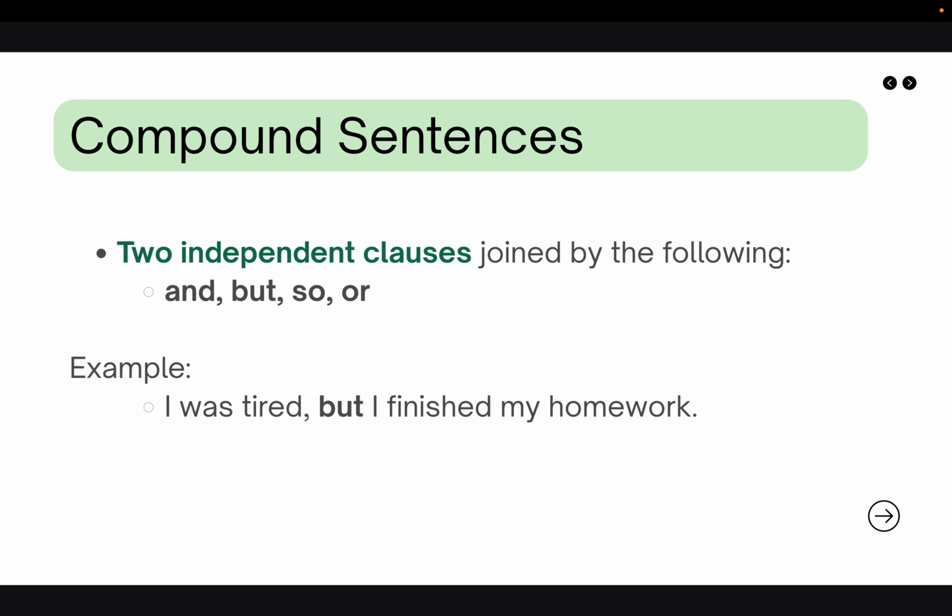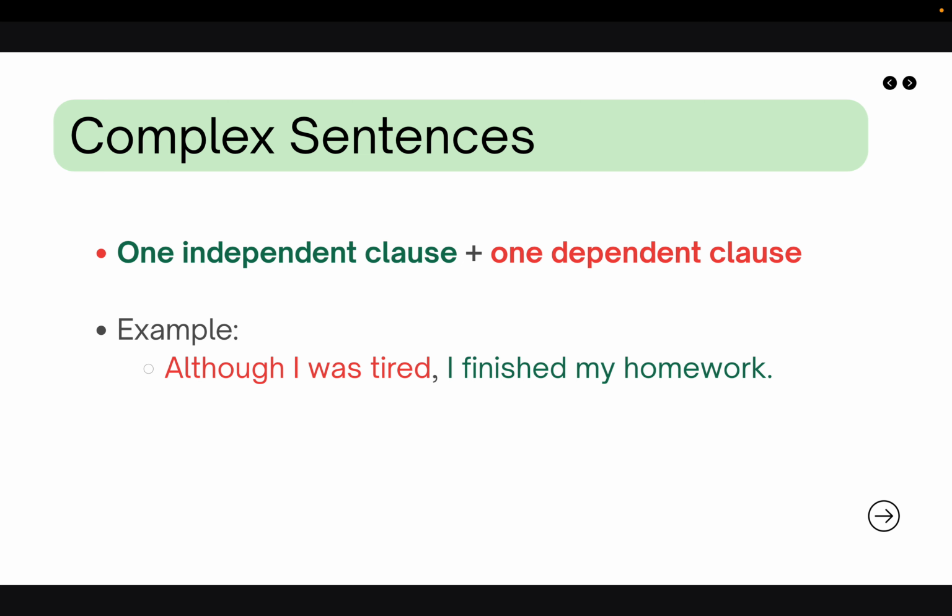Okay? But for complex is different from compound. If complex, you have one independent and one dependent clause. Okay, let's refresh our memory. Independent clause, you are not depending on anything. You can stand by your own. If it's dependent clause, you have to depend on something else. For example, although I was tired is the dependent clause, because let's say although I was tired, if it's a full sentence, it's not a complete sentence. Although I was tired, that's it. The sentence is not complete. If I finish my homework, it is considered as a complete sentence.